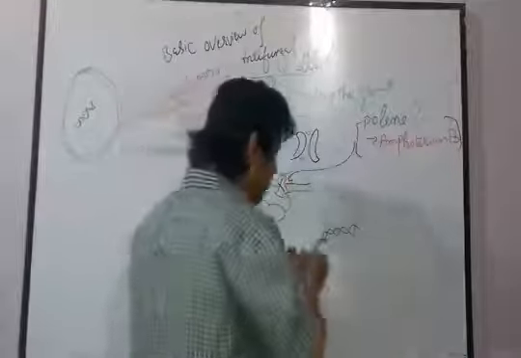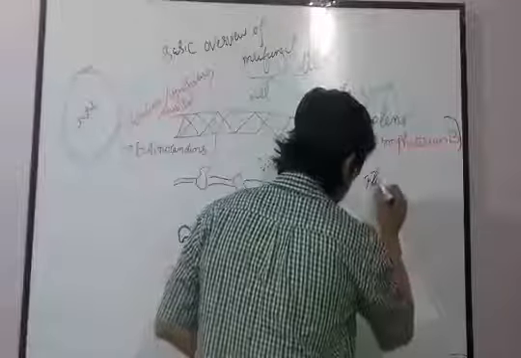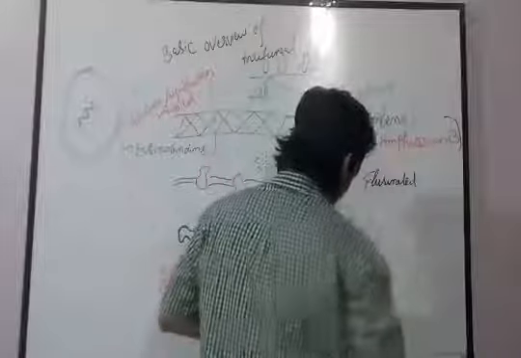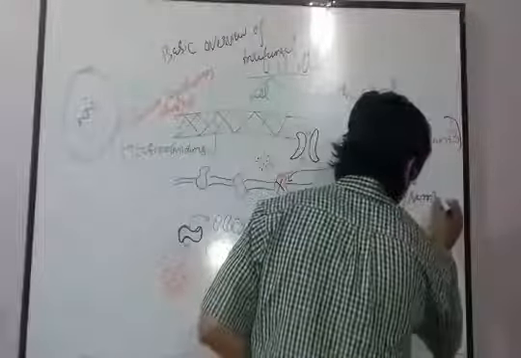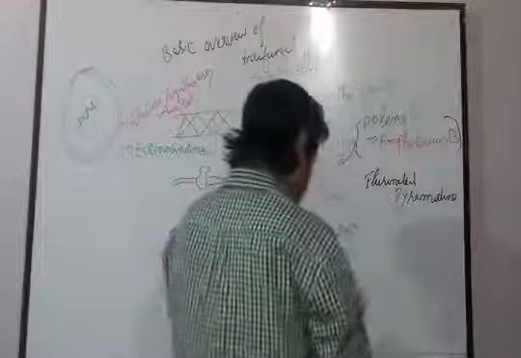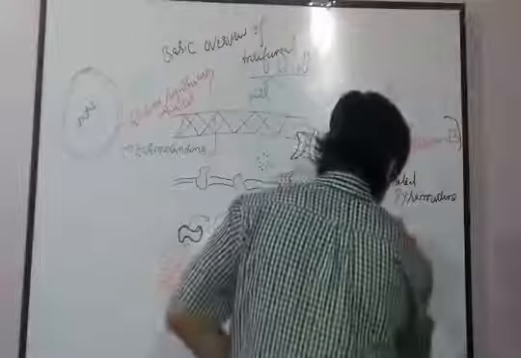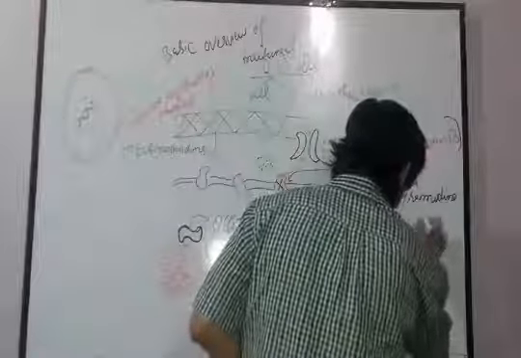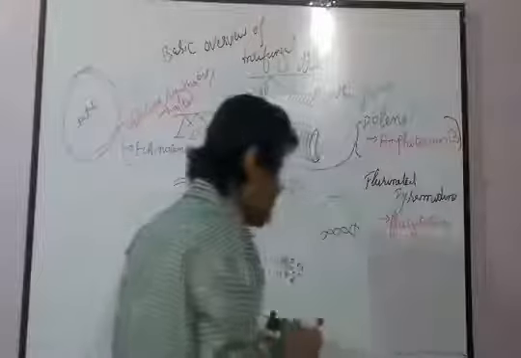We have some other drugs, we usually call them fluorinated pyrimidines. The successful drug among the fluorinated pyrimidines is flucytosine. Now this is the successful drug.